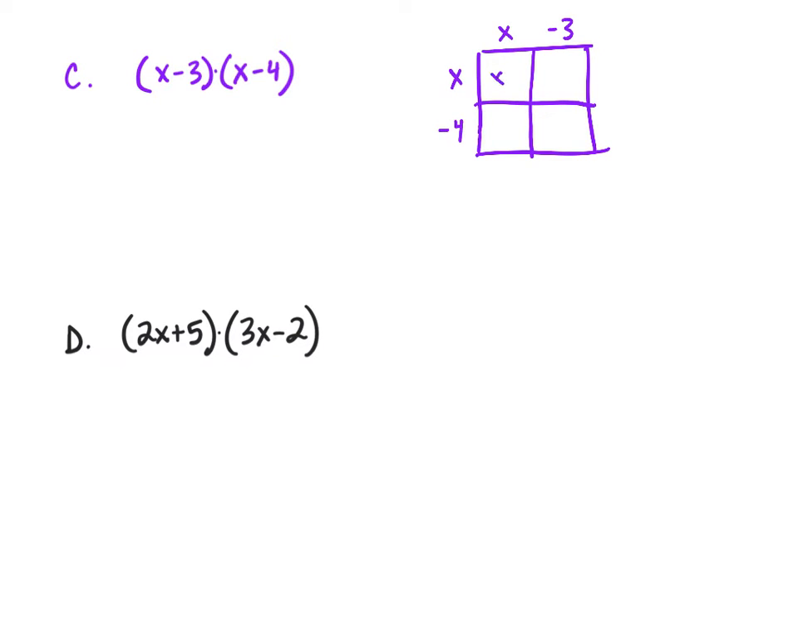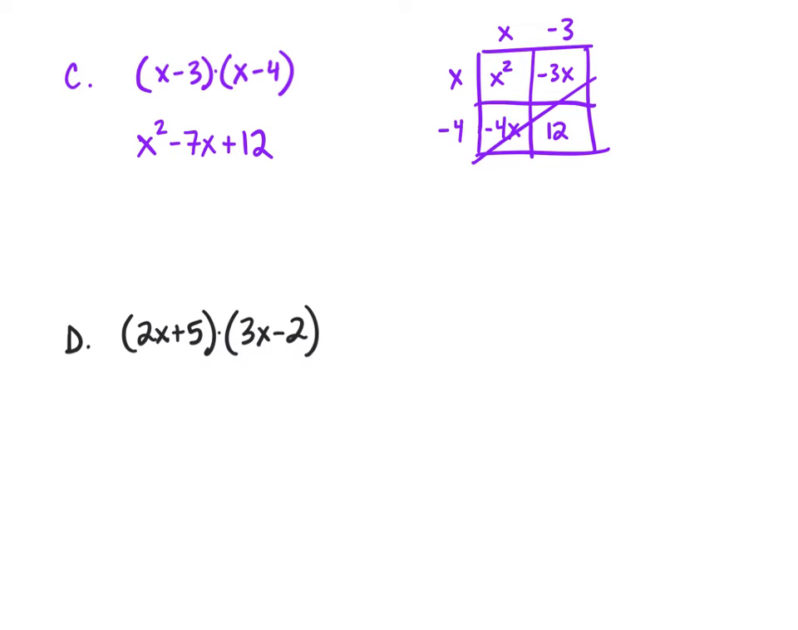So we've learned about exponents, repeated multiplication. X times x is x squared. Negative 4 times x is easy. Negative 3 times x is easy. And then negative 4 times negative 3 turns to a positive 12. I just combine up everything, and that gives me x squared. And then along that diagonal is now negative 7x and then positive 12.